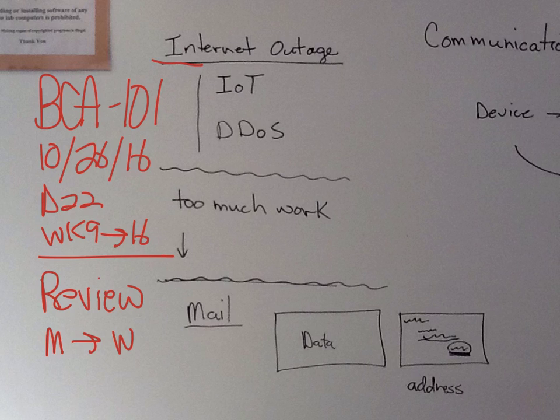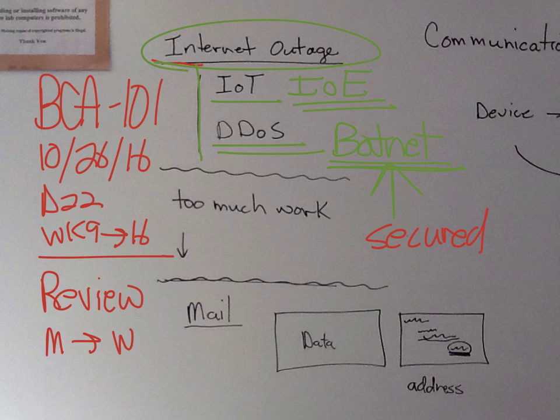So, we had the internet outage over on the East Coast, and we talked about the Internet of Things, or sometimes that's referred to as the Internet of Everything. And we had a distributed denial of service attack, and they used a botnet. More or less they got a whole bunch of devices that are not secured good enough, and they had all those devices attack domain name services, which caused an outage because people couldn't use the domain name to get the IP address to get where they want to go.